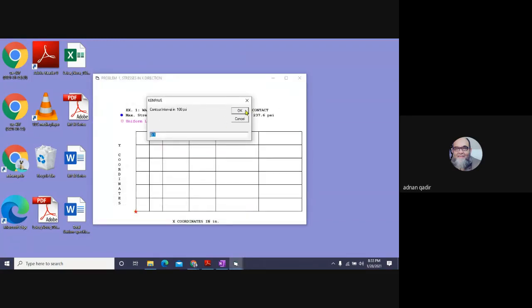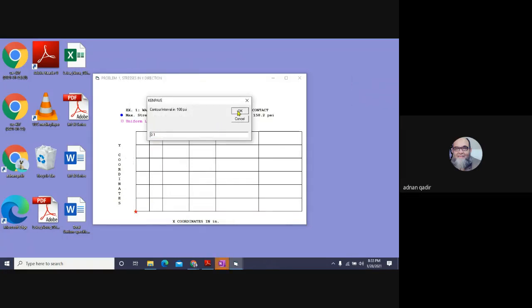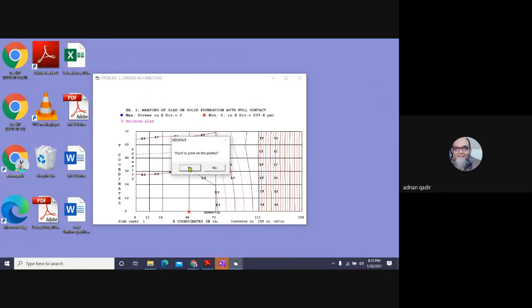So this says contour interval is 0.1 psi. So this is how you can draw the contours. Actually, this was unfortunately not available in the slab program. So you can change the percentage as well. 100 psi on x-axis, y-axis.